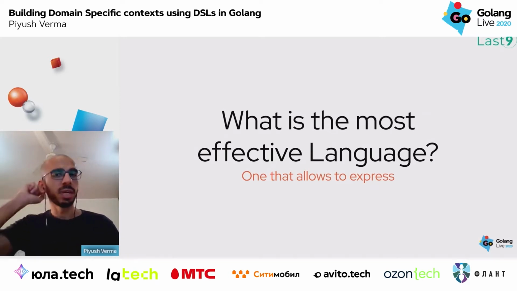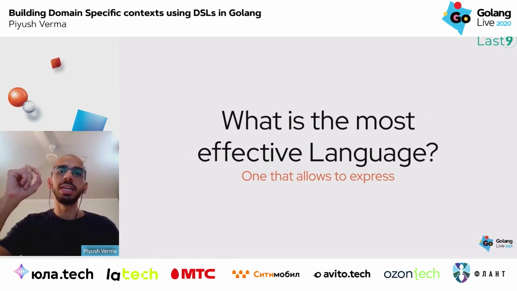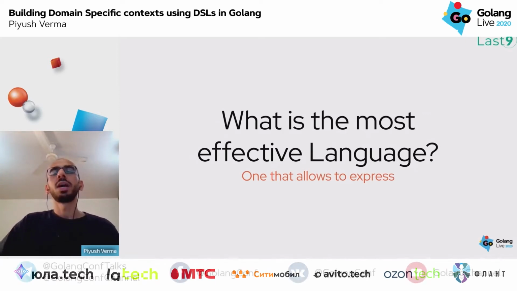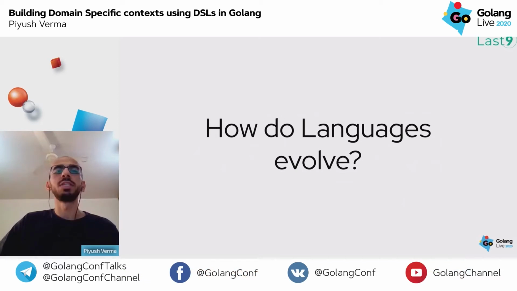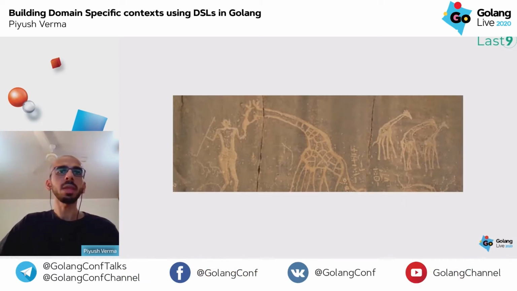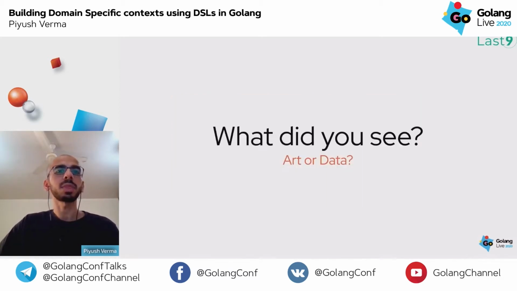Before I get into the details of how languages become expressive and effective, I want to take a journey of how languages actually evolve. Here's a picture. You can probably guess it's a cave. There is a hunter, there are animals. But the bigger question here is, what did you see? Do you see art or do you see data?